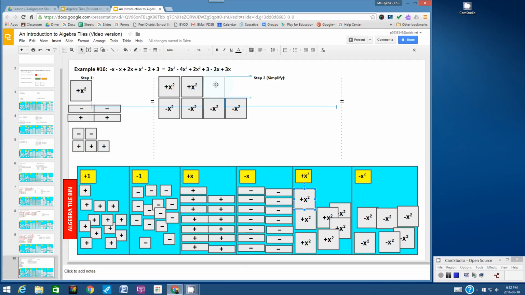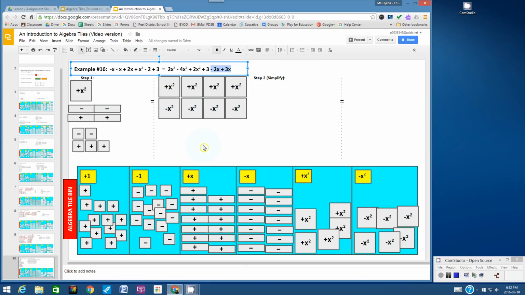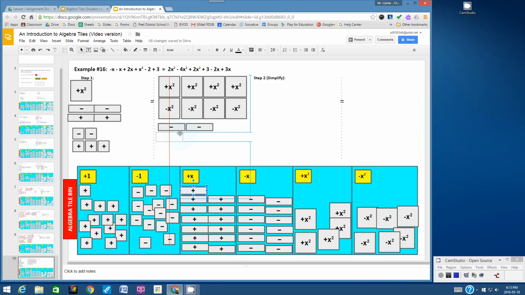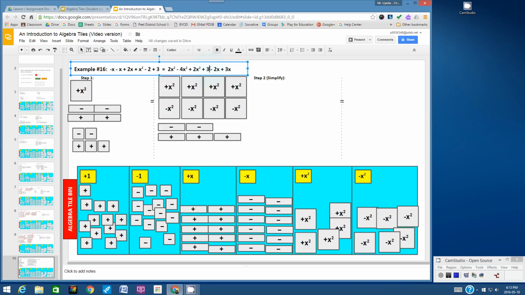Now I want to look for any x's. So the last two terms on the right-hand side, we've got negative 2x and then positive 3x. Okay, hopefully you've lined them up and you notice that there's going to be zero models. And are there any integers? We always have to remember to look for that one last thing, integers. Positive 3.